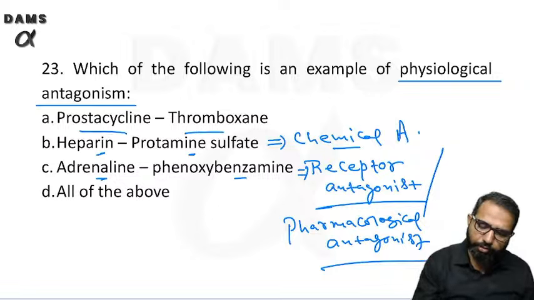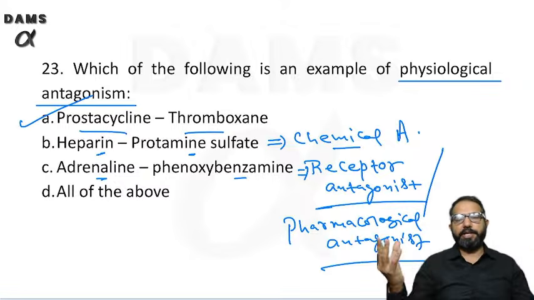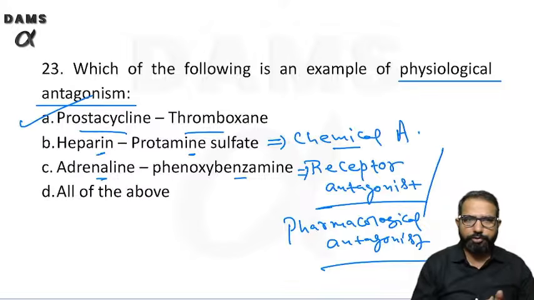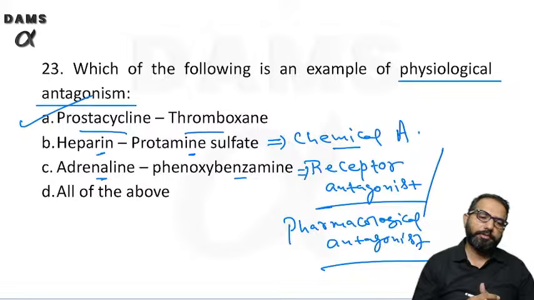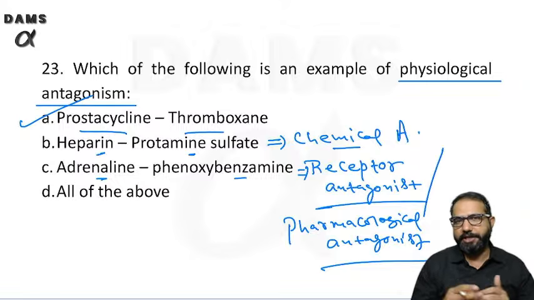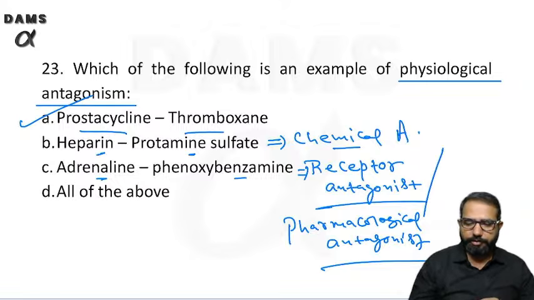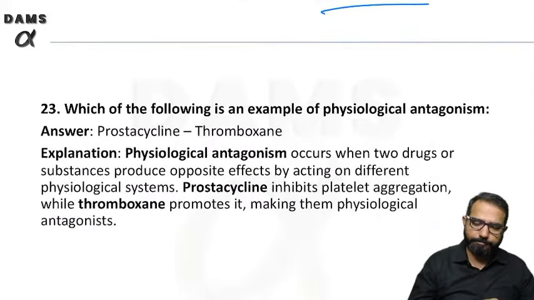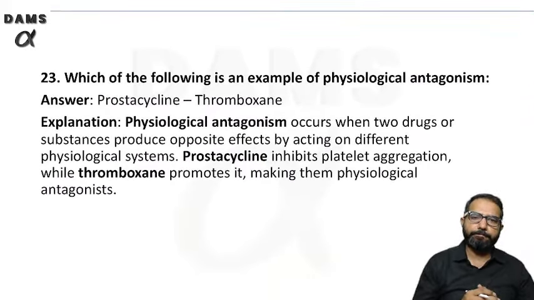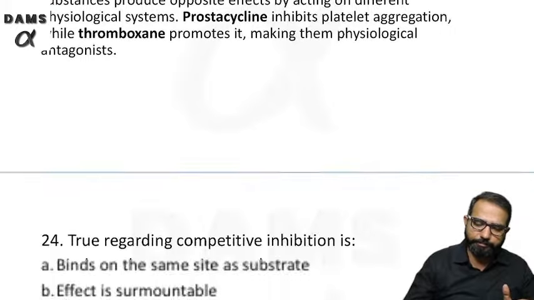Prostacyclin and thromboxane use different mechanisms and have opposite actions. Prostacyclin comes from the endothelium, thromboxane from the platelets. Aggregation of platelets, anti-aggregation of platelets. So different. So option A is the physiological antagonist. Two drugs produce opposite responses via different physiology.